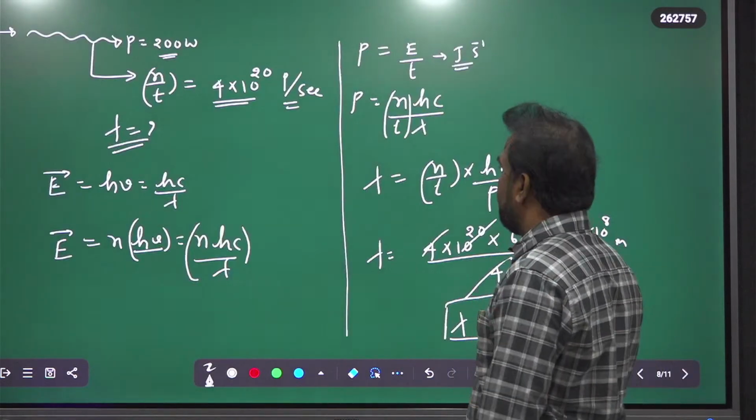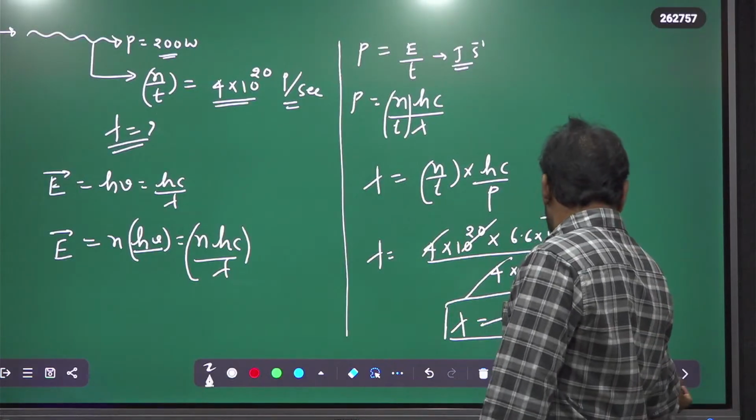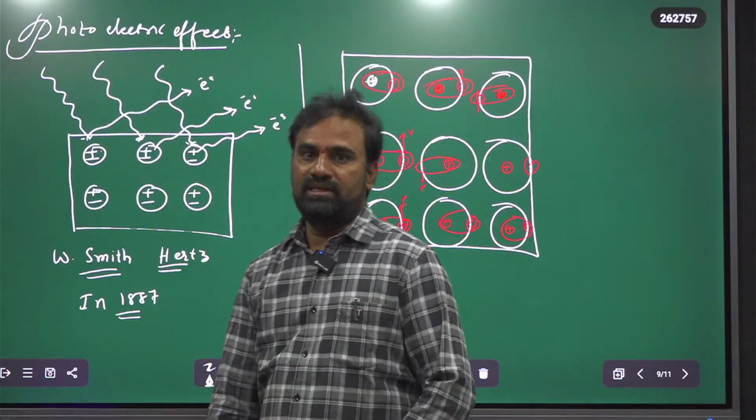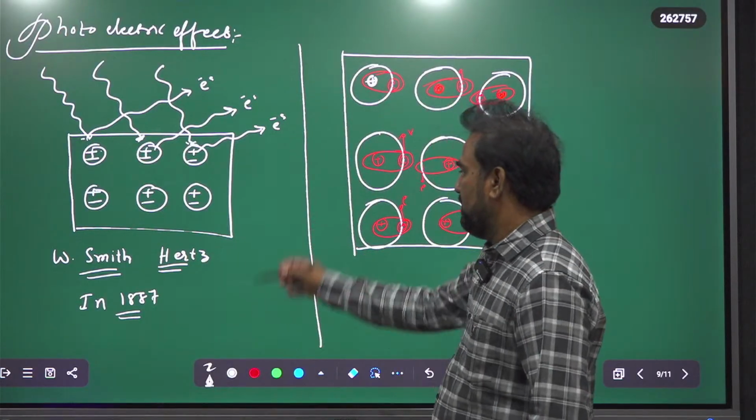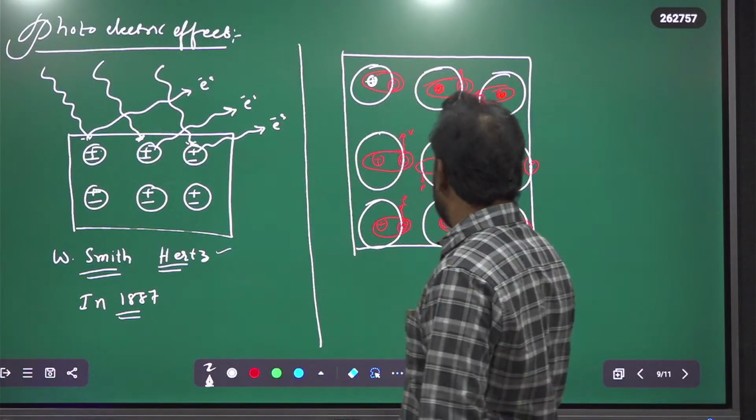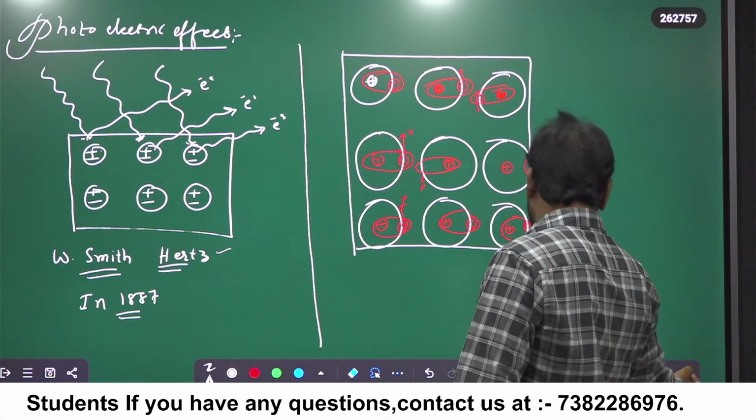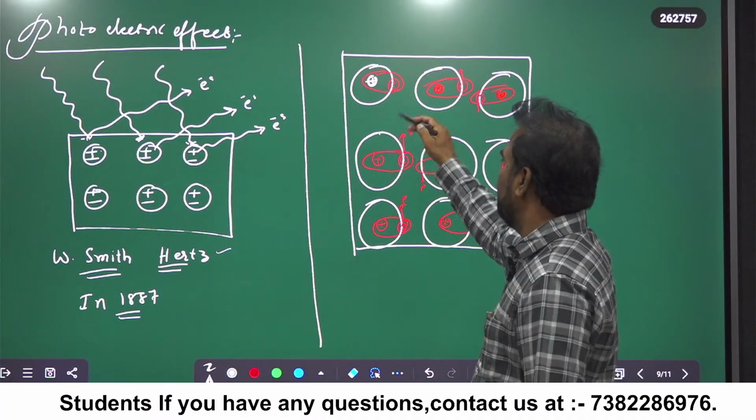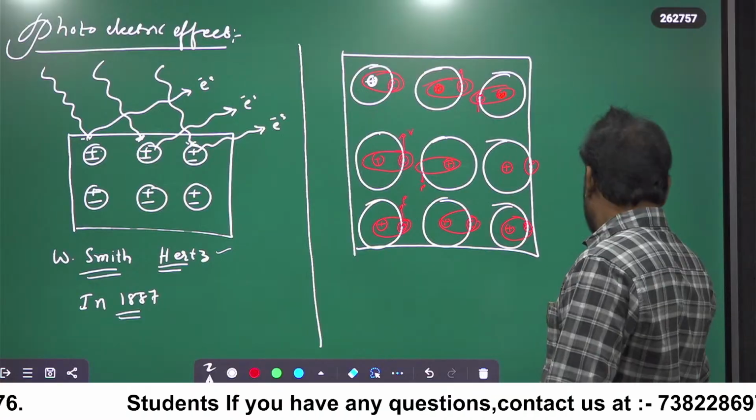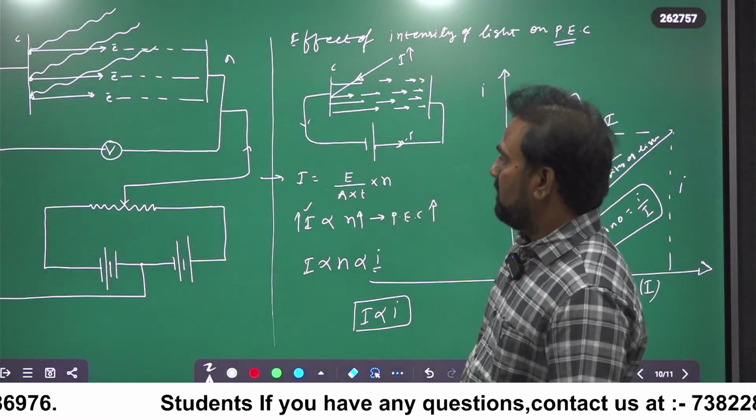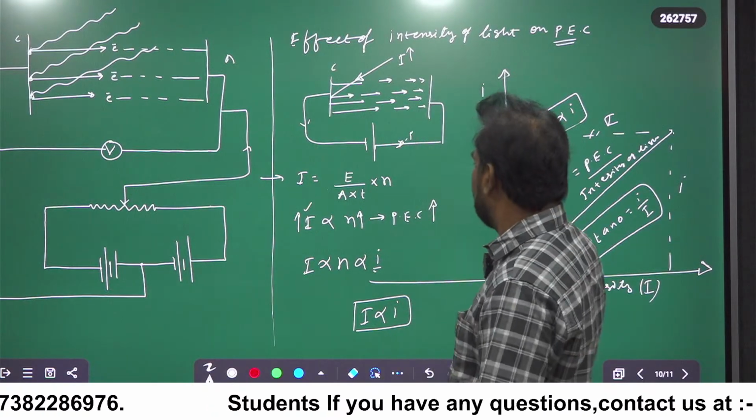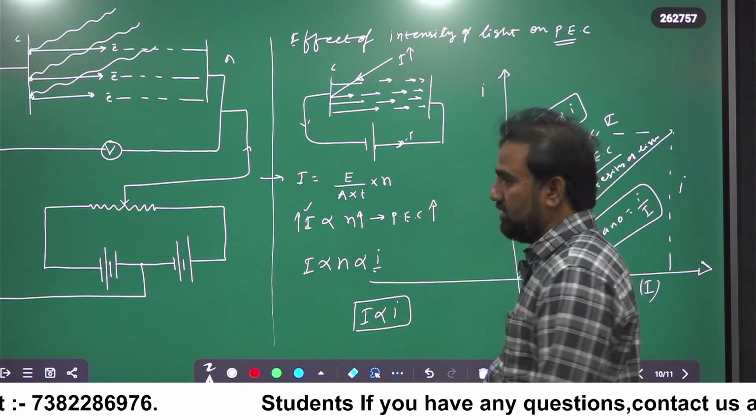Next, see one problem. Next one is the photoelectric effect. This is very important for JEE Mains and Advanced. It was discovered by Smith and Hatch in 1987. This mechanism also looks like this. Electrons are freely moving around the nucleus with nuclear attraction force. When a suitable wavelength or suitable radiation of light is incident on the metal surface, electrons are ejected like this. Okay.